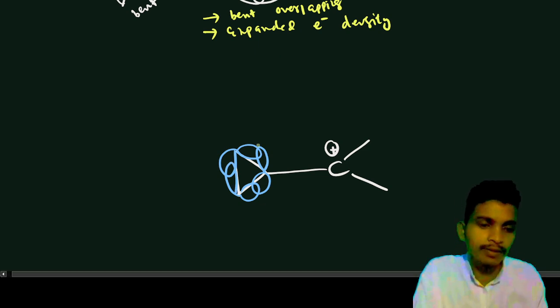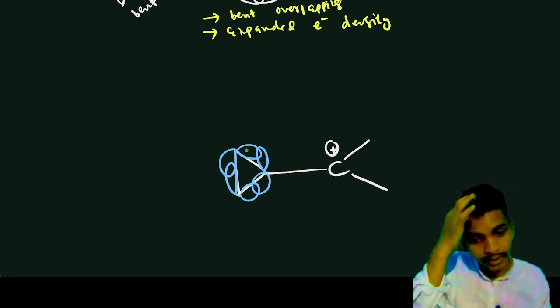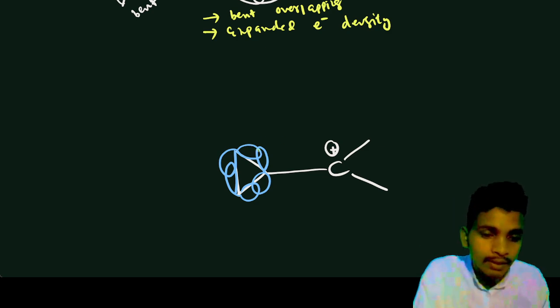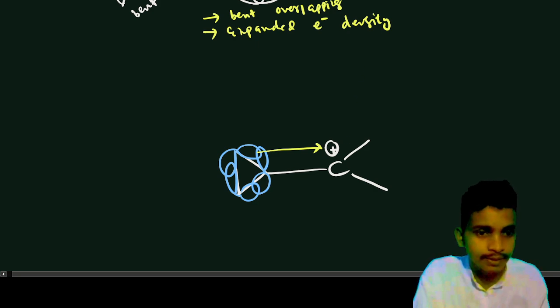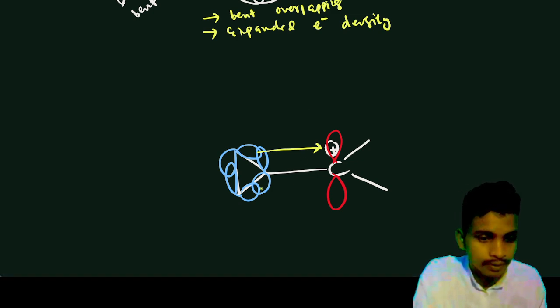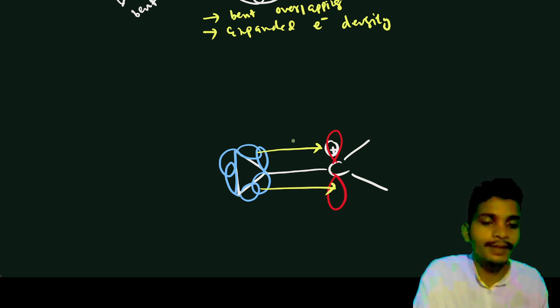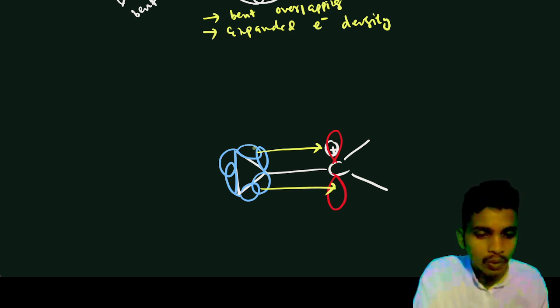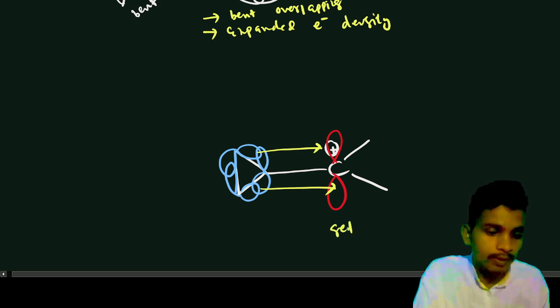So due to these bent orbitals, these electrons are not so stable, and what actually happens is that there is expanded electron density, so they can easily give electrons. Whenever there is a carbocation, understand that a vacant p orbital is there. So these electrons can easily donate to it. It means that in this case the carbocation gets more electrons from these bent orbitals, so this carbocation gets more stabilized.